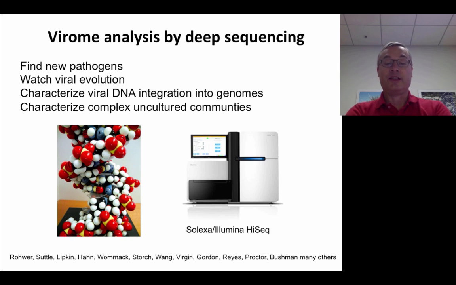Thanks to the new DNA sequencing methods, it's possible to study viruses using these amazing new methods. So you can hunt for pathogens, you can watch viral evolution playing out by sequencing longitudinal samples and observing the sequence variation that happens. If you're interested, you can characterize the sites of integration by human endogenous retroviruses or other retroviruses into different genomes, and try to understand the biological ramifications of that, such as HIV integration. And you can characterize complex uncultured communities, try to understand their membership, and try to understand how they change over time. And this last point is going to be the main theme of the lecture today.